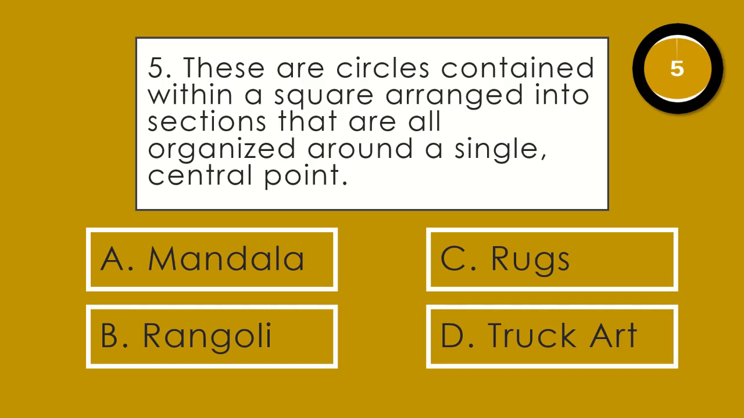Number 5. These are circles contained within a square arranged into sections that are all organized around a single central point. Is it mandala, rangoli, rugs, or chalk art? You have 5 seconds. Time is up. Let's check your answer.